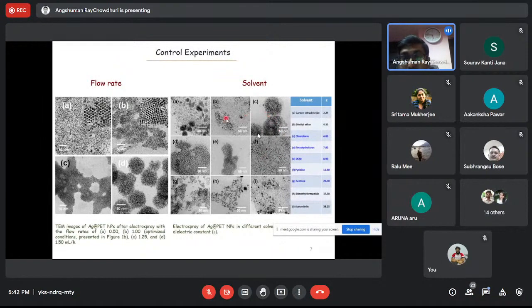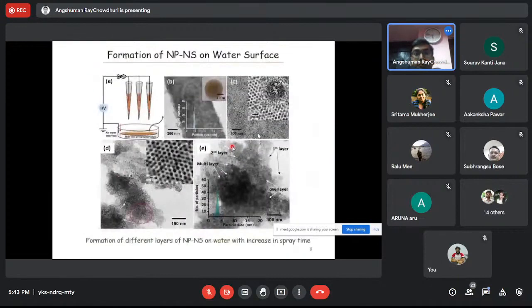From here you can see no monodispersity is achieved. These are polydispersed particles, and this is also polydispersed. But when the dielectric constant is around 4, the monodispersity starts to form. At 7.82, that is tetrahydrofuran, the monodispersity is there, but the assembly is not. But in the case of dichloromethane, when the dielectric constant is around 8, the superlattice structure forms. So we have also optimized the solvent for the electrospray.